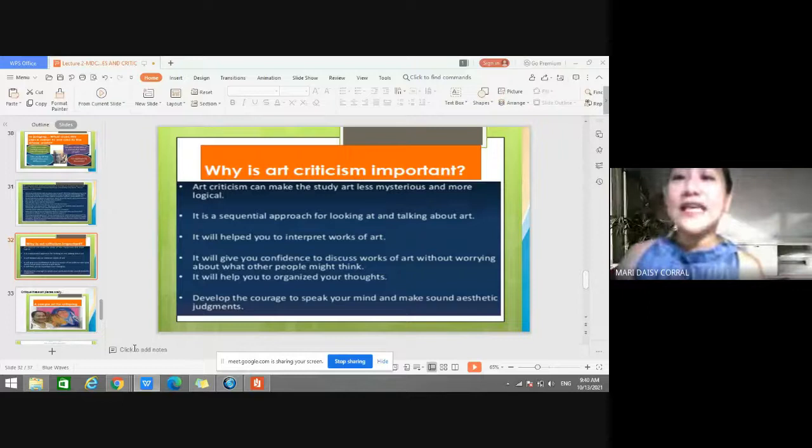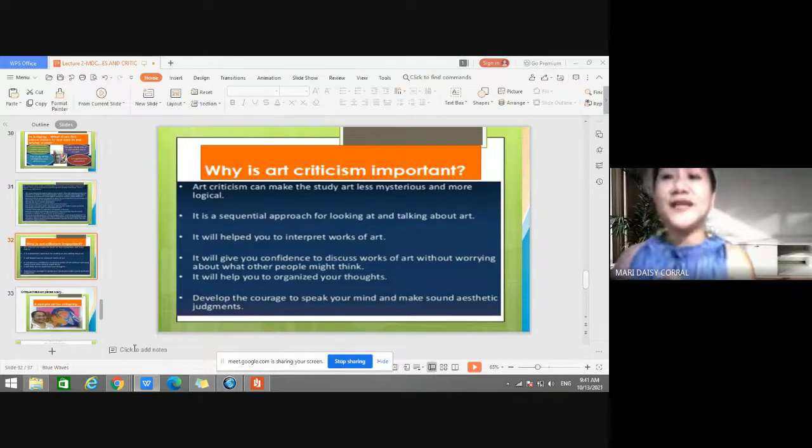Next one, it is a sequential approach for looking at and talking about art. So art criticism is a very good procedure, a very good method in trying to come up with a judgment, in trying to look into those art. So you need those steps. Art criticism is very important. Also, of course, art criticism will help you describe the artwork, analyze the artwork, interpret the artwork, and come up with a better judgment.